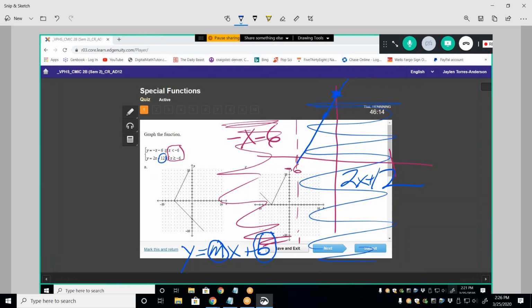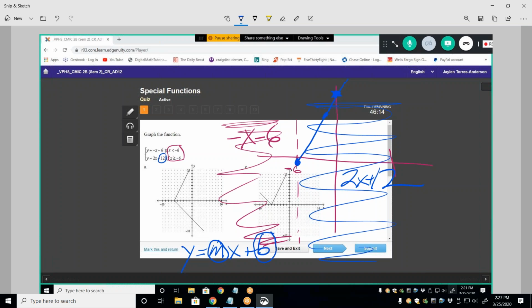Now, do I have an open circle or a closed circle where it intersects the dotted line? I have a closed circle because this is greater than or equal to. If it was strictly greater than or less than, it would be an open circle. If it's greater than or equal, it's a closed circle. Okay?